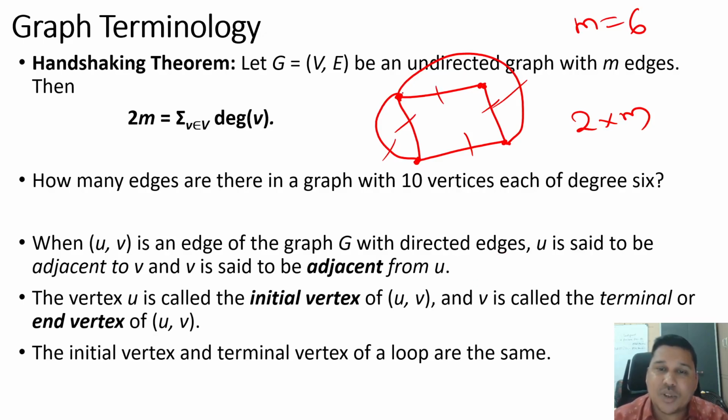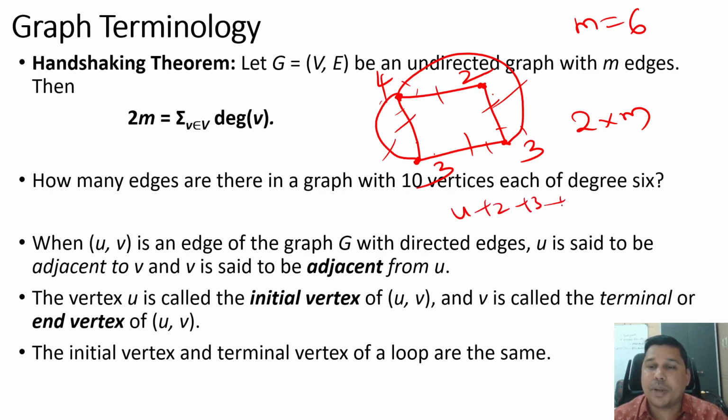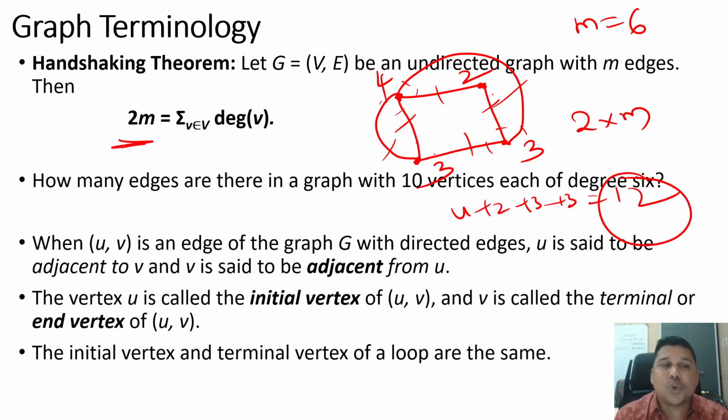Let's again verify that. So you see this node, what is the degree? 1, 2, 3, 4. This is 4. What about this? 1, 2. This is 2. What about this? 1, 2, 3. This is 3. What about this? 1, 2, 3. This is 3. Now you count all the degrees of this graph. That is 4 plus 2 plus 3 plus 3. This is 12. So it's very clear that the number of edges into 2 will be equal to the sum of degrees of all the vertices.